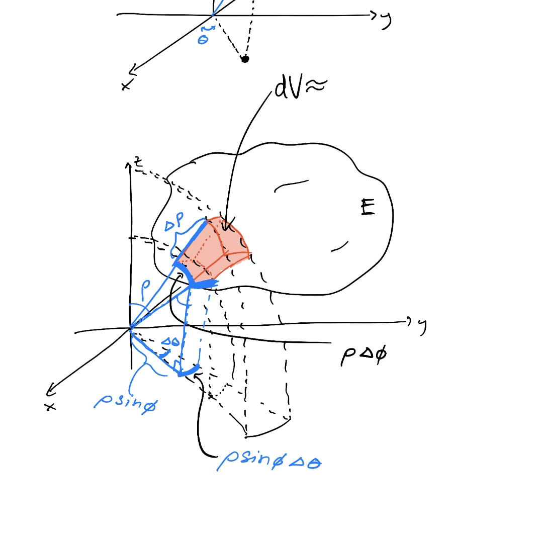So the three edges on that spherical wedge are delta rho, rho delta phi, and rho sine phi delta theta. So the volume of that little wedge is well approximated by the product of those, and all told, you find out dV is roughly, let's see, rho squared, we got a couple rhos, this and this multiply together. We got a sine phi, and then we got d rho d phi d theta.